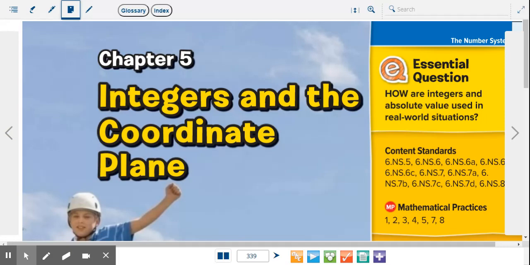So an integer is just a number, but it is either a negative number, zero, or positive numbers. It can't be a fraction, it can't be decimals. So we're done with fractions and decimals for right now. Okay, now we're just dealing with positive and negative numbers and zero. Okay, so that's what integers are.